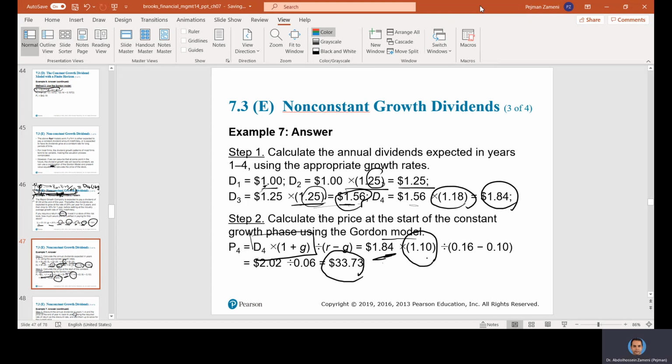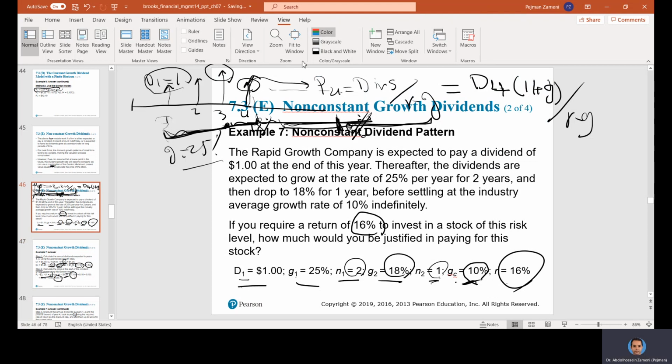Okay, we need to find the price at year 4. Here, isn't it? We need to find the price at this point. This price relates to all these dividends after year 4. How to find it? Price at year 4 is equal to the dividend of year 5 divided by R minus G, meaning D4 multiplied by 1 plus G, divided by R minus G.